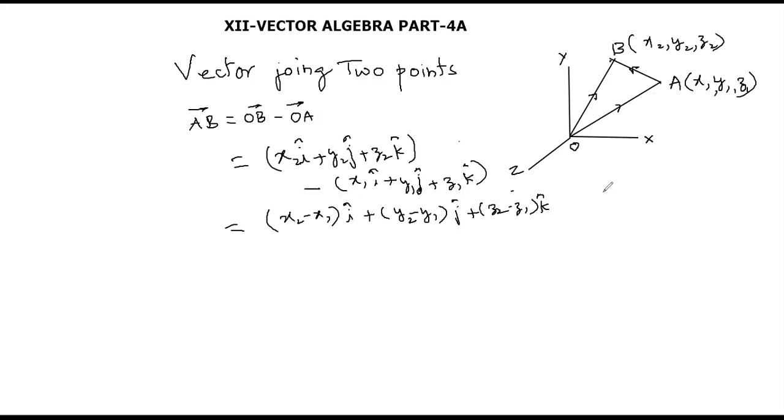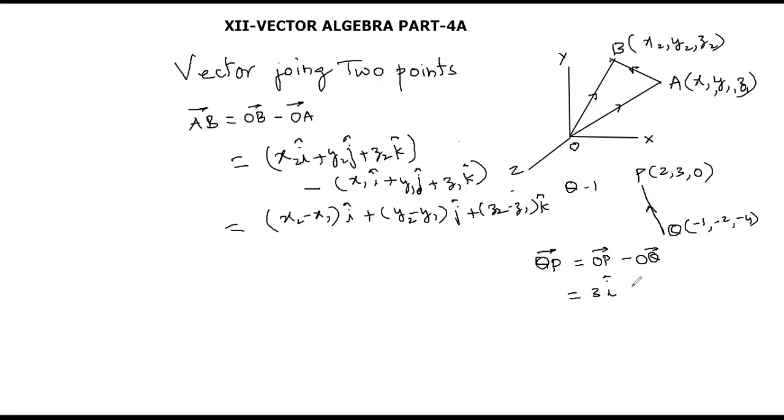But the direction will be given, from where we have to find, Q to P. Like this question, suppose P is given as 2, 3, 0, and Q is another point whose coordinates are -1, -2, -4. So in the question, they will ask whether you have to find PQ or QP. So if they are asking to find QP, we will take QP. So for vector QP, QP means OP minus OQ. OP means P minus Q. First we will take 2 minus (-1), 3i. Directly I am doing 3i. And 3 minus (-2), 3 plus 2, 5j. And 0 minus (-4), 4k. This will be the vector joining QP.